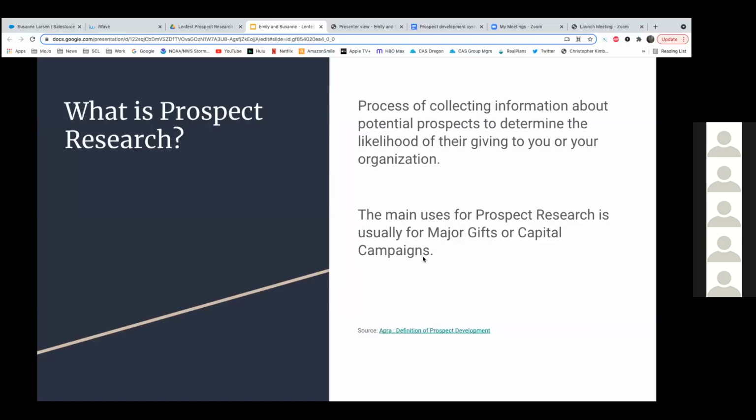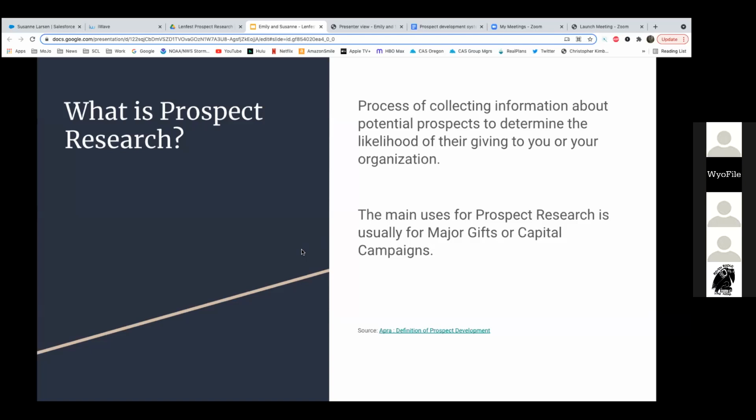Newsrooms. Research, good idea. Research is probably the most attainable part. So let's start off with the basics. What is prospect research? Essentially, it's the process of collecting information about your potential prospects, your potential donors, to determine the likelihood of their giving to your organization.